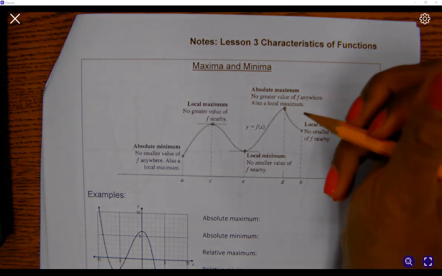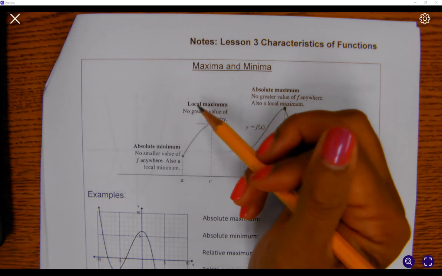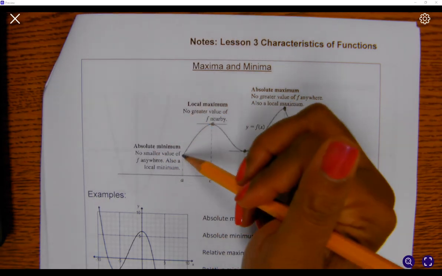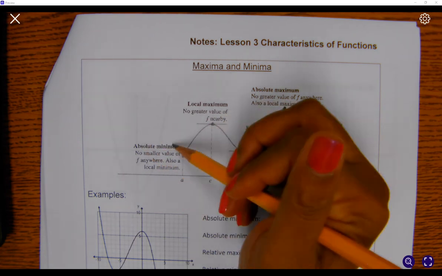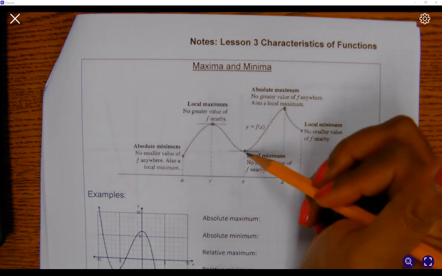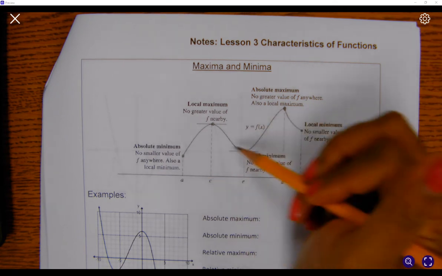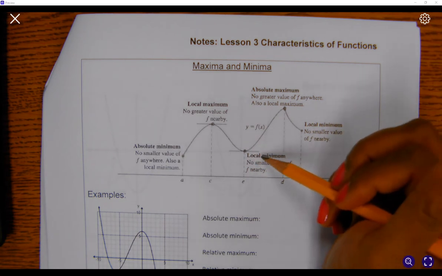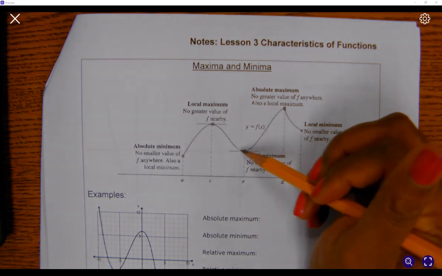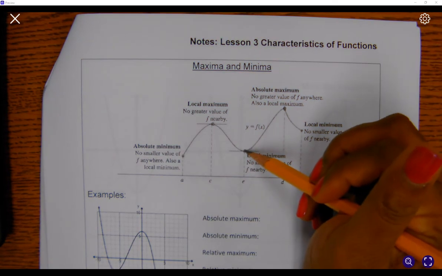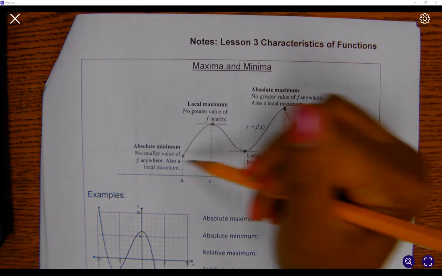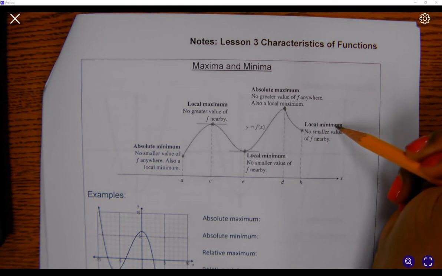So a few things here. The difference between a local and an absolute. An absolute minimum means the lowest point. This is a low point, but this point is lower than this point. So this is an absolute minimum. And this point right here is a local minimum, meaning that it is a minimum because it is a valley here, but it is not the lowest point. Same thing with this one. This is also a minimum, but it is not the lowest point, so we call it a local minimum.